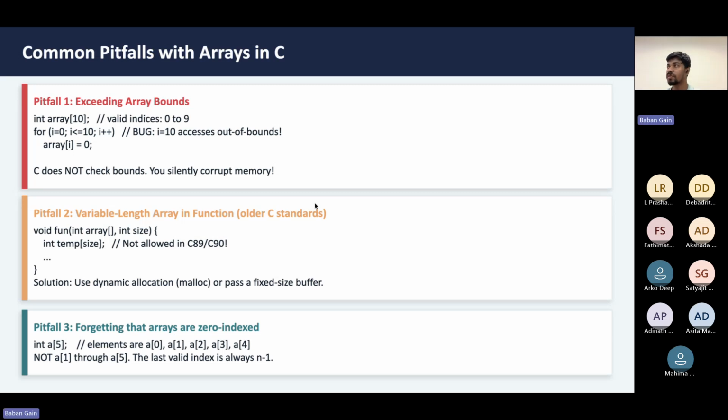But if I ask printf array of 10, printf array of 11, it will not show an error. It will not say that you have defined 10 elements only but you are trying to access 11 elements. There is no checking from the compiler, it will just go and see.